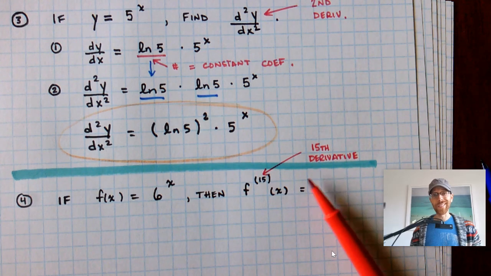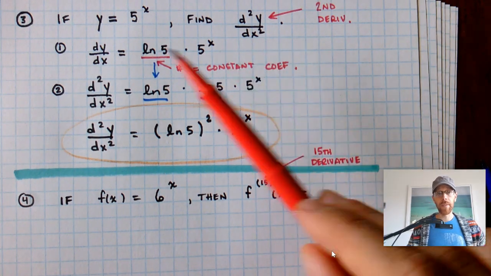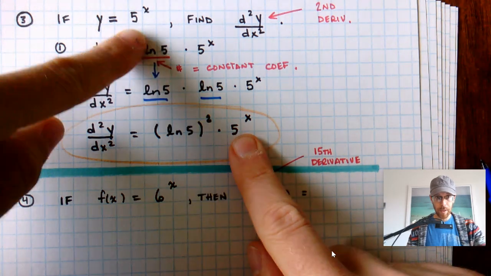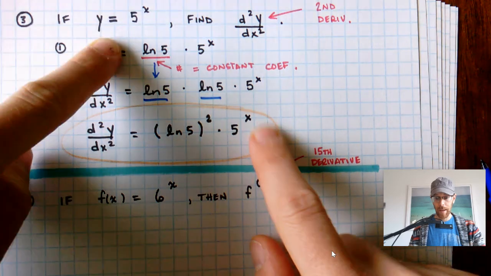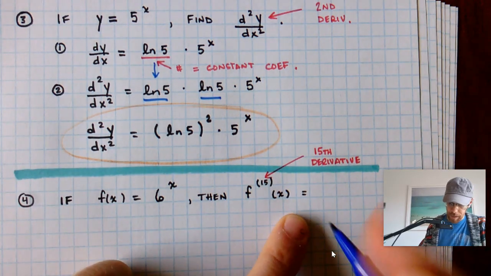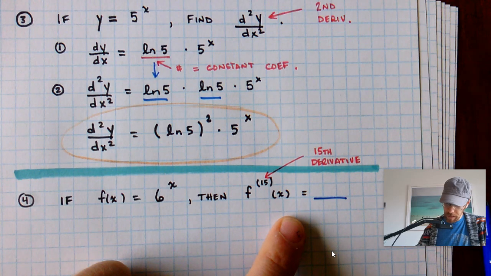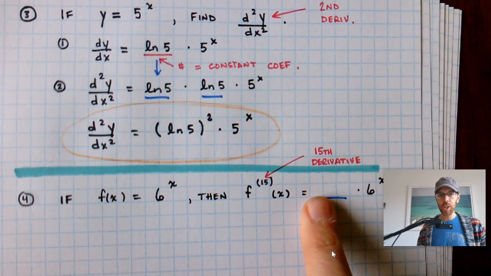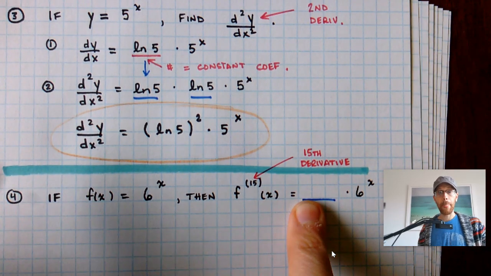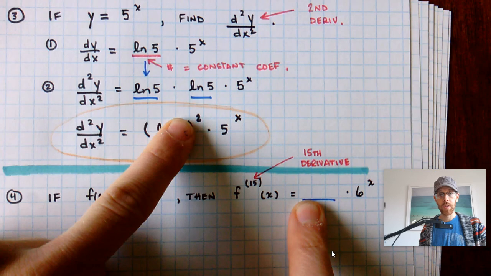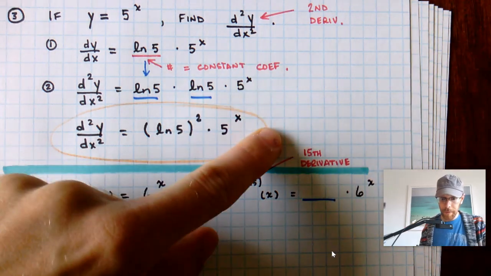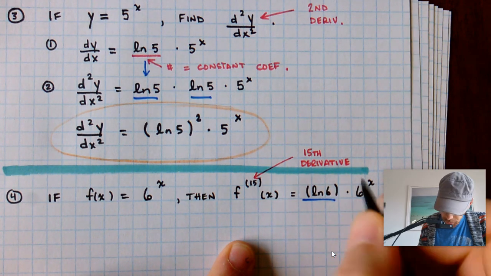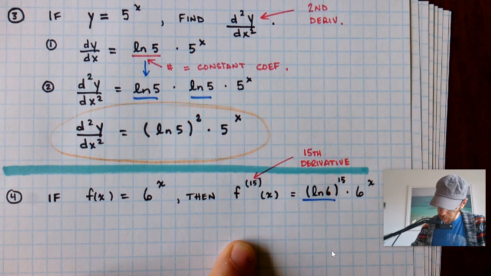quickly. And there is. You know, when we wanted the second derivative of this exponential function, here we ended up with the same thing that we started with. Right? We had a 5 to the x and a 5 to the x. So I'm pretty confident that down here we're going to have something times 6 to the x. Now, what should go in that location? Second derivative, second power. Therefore, 15th derivative, we're going to get the natural log of 6 to the 15th.